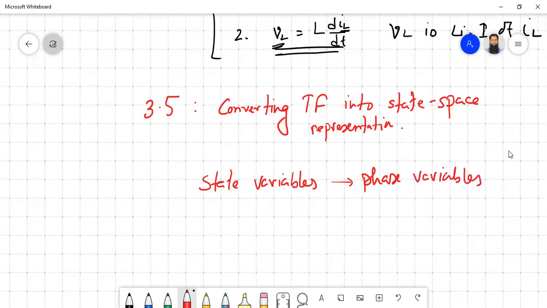Some other choices of state variables are also there, but in the method that we are discussing, we call them phase variables. Other choices of the state variable we'll discuss in chapter 5.